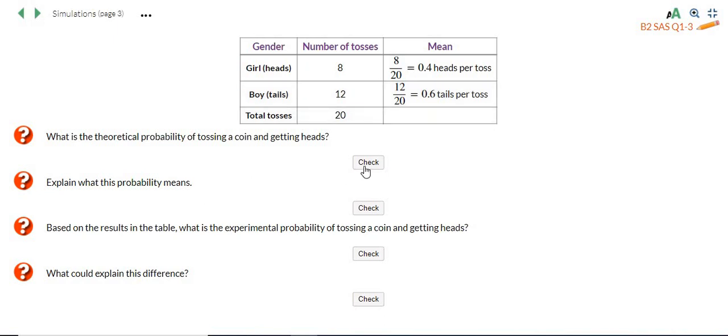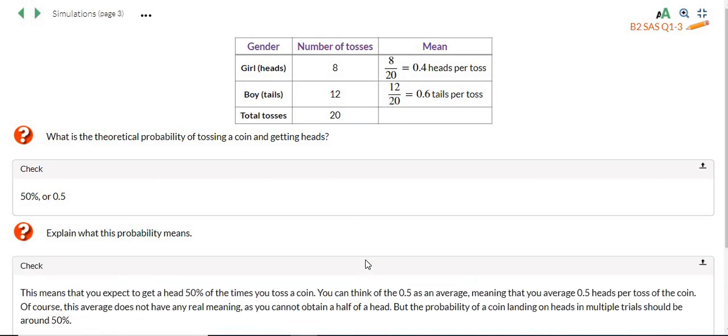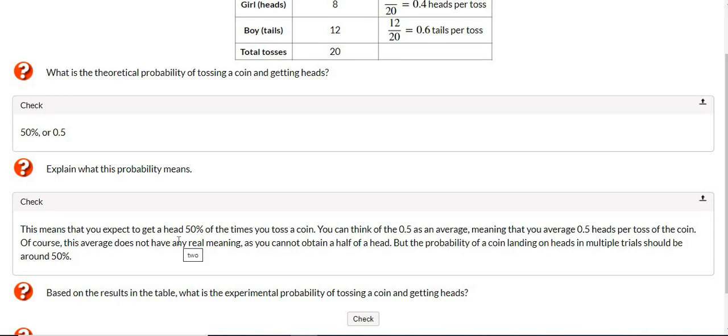Then number 1 also asks, explain what this probability means. Okay, well, what does it mean? In this scenario, 50% should land on heads 50% of the time, and 50% of the time it should land on tails. So we should write something similar to that. We could shorten that up. Let's see. This means you expect to get heads 50% of the time you toss a coin. That first sentence is fine if you just want to copy that down.